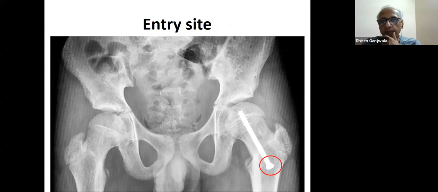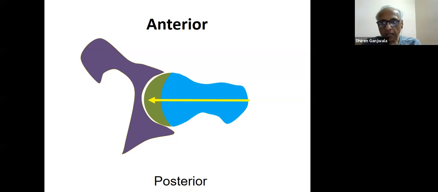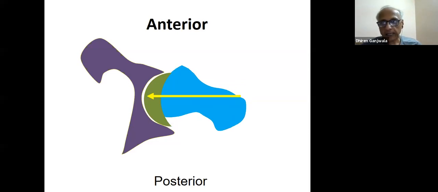Next slide. This picture will explain this. If it's 100% reduced, then we take a lateral entry and we will be perpendicular to the physis. But when there is a slip, the metaphysis has slipped anteriorly. In that case, when you try to be perpendicular to the epiphysis, your screw entry should be anterior. Because of that, when you look at the X-ray, it looks like the tip of the screw is not from the lateral aspect, but it is on the anterior aspect. Next slide.